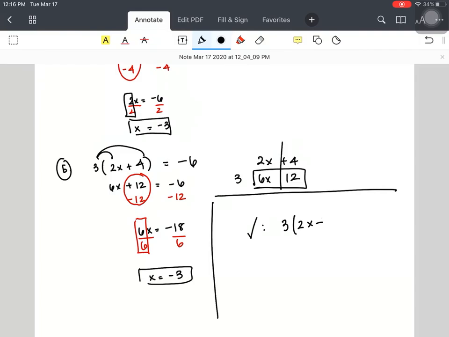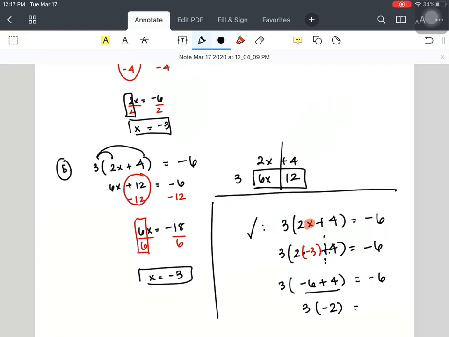My original equation, 3, 2x plus 4 equals negative 6. Again, substituting in for x. So 3, 2 times negative 3 plus 4 equals negative 6. So everything in the parentheses first, separated by my addition and subtraction signs. 3 times negative 6 plus 4 equals negative 6. Negative 6 plus 4 is negative 2. Bring down that 3. Bring down everything else. 3 times negative 2 is negative 6 equals negative 6. Then you know that your answer is correct.